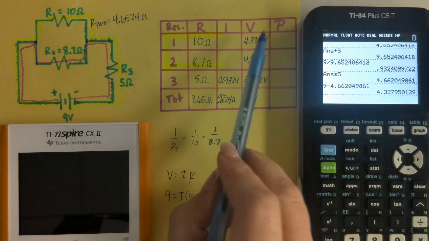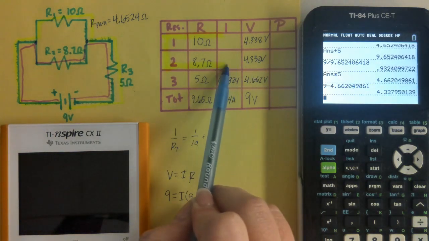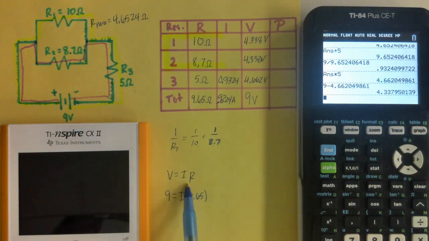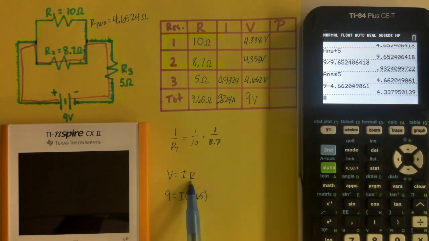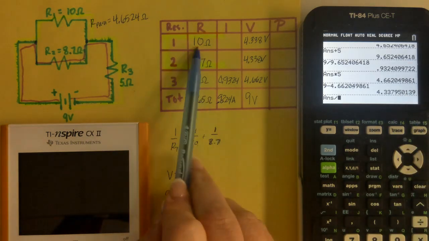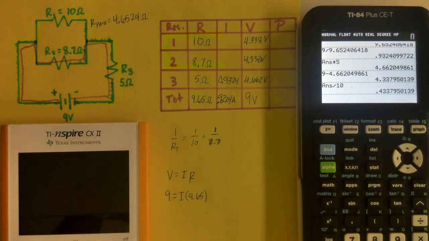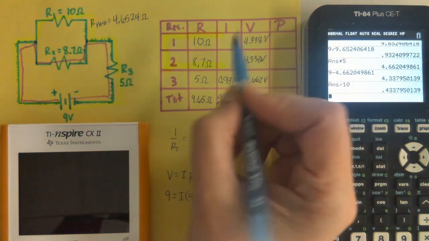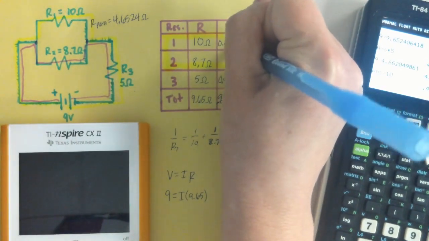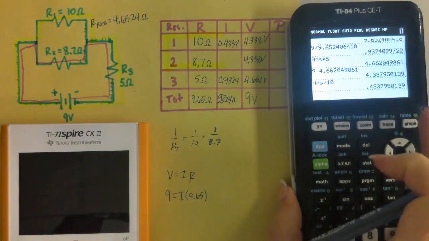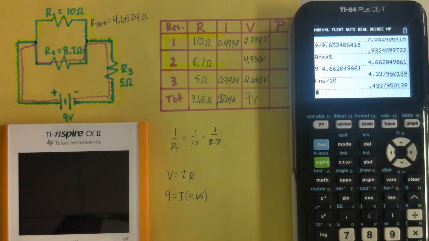Now that we have these, we can work backwards to find the currents as they split. Again, going back to Ohm's law, voltage equals current times resistance. And so if I wanted to solve for the current, I would be doing voltage divided by resistance. And so I can take my answer that I have, I can divide it by, I'll go ahead and do this one first, 10, and I can get my current through that first resistor R1 to be 0.4338.